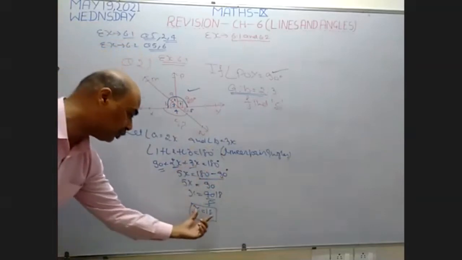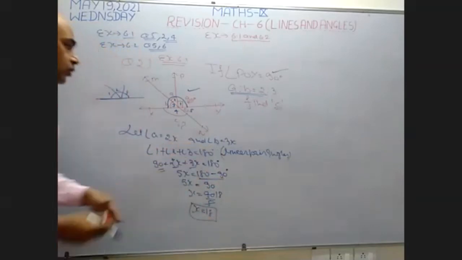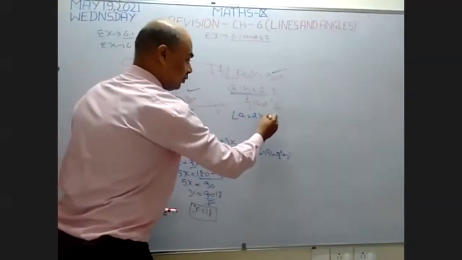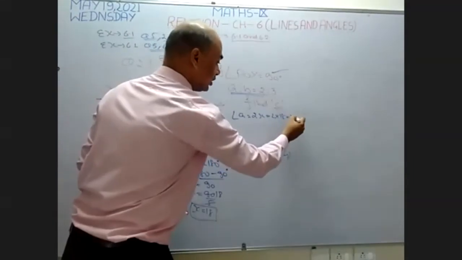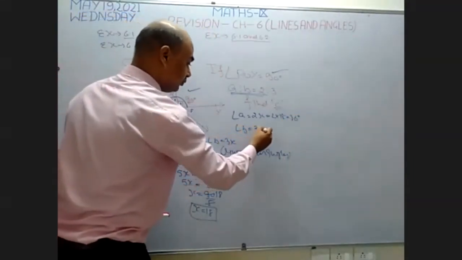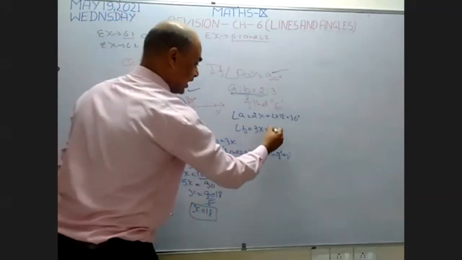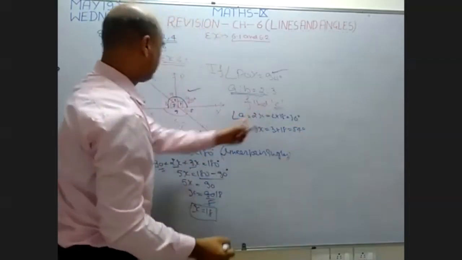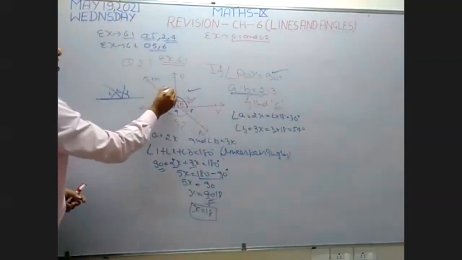Now I want to substitute this value of x in these two values. So angle A is 2x. So this becomes 2 into 18, which is 36 degrees. I want to find the value of B. Angle B becomes 3x. So I write 3 into 18, which is 54. So angle A becomes 36 degrees. This angle becomes 36 degrees.